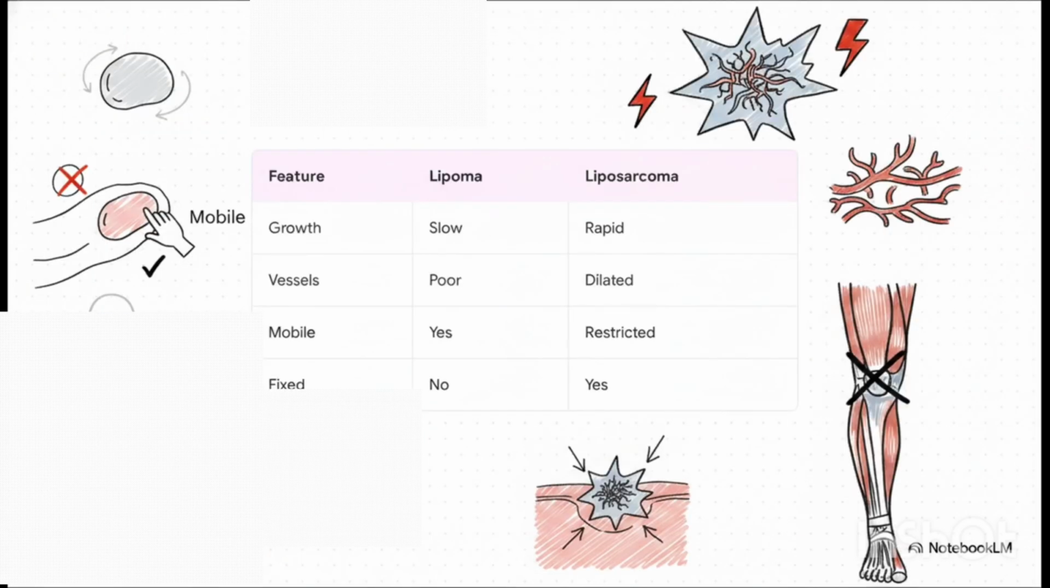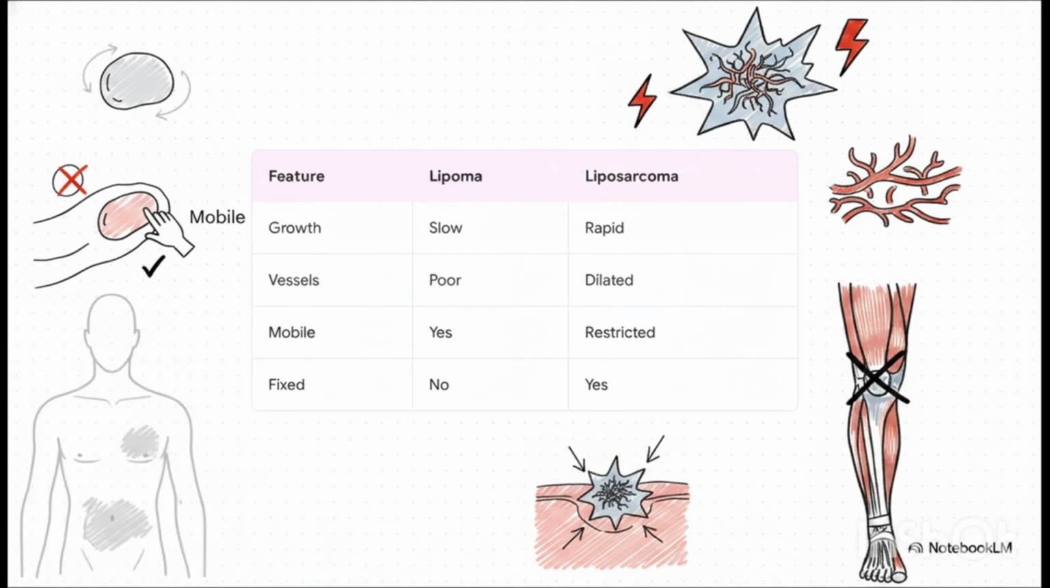And this brings us to a major point of patient anxiety: cancer. Crucially, you have to reassure your patients that benign lipomas do not undergo malignant transformation. Malignant liposarcomas arise de novo, at the mitochondrial level from primitive mesenchymal cells, not from mature fat cells.